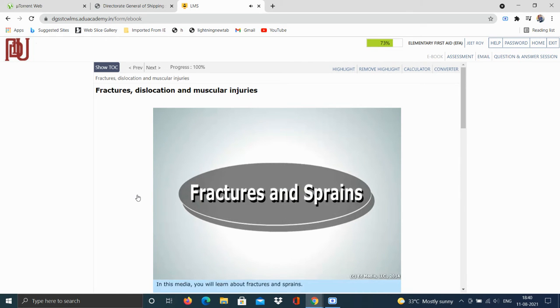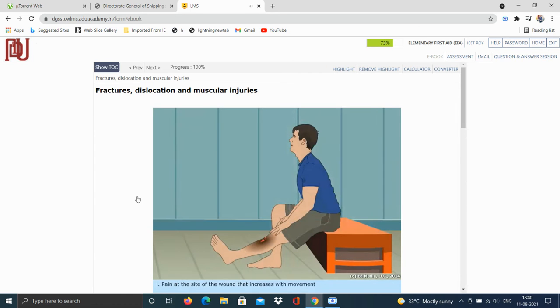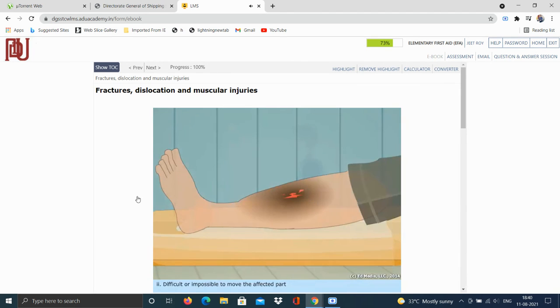In this media, you will learn about fractures and sprains. Signs and symptoms of a fracture are: 1. Pain at the site of the wound that increases with movement. 2. Difficult or impossible to move the affected part. 3. Swelling and bruising of the affected area. 4. Deformity at the affected site.